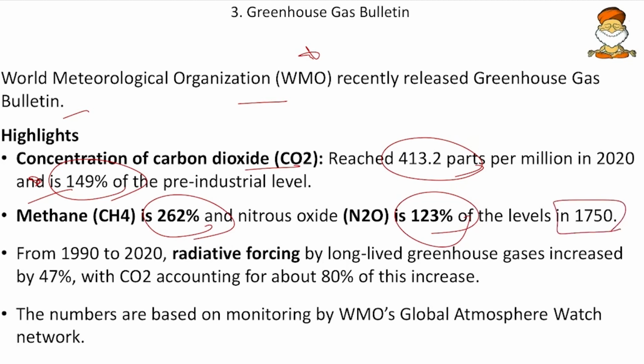And from 1990 to 2020, radiative forcing by long-lived greenhouse gases increased by 47%. Radiative forcing means the climate effects of global warming. So from 1990 to 2020, the climate change and the effect of global warming has increased by 47%. That means the erratic rains, the frequent changes in temperature, all these have been increasing. And CO2 accounts for about 80% of this increase, that is, CO2 is the major contributor. The numbers are based on monitoring by the World Meteorological Organization's Global Atmosphere Watch Network. So remember, the Global Atmosphere Watch Network is a program within the WMO.